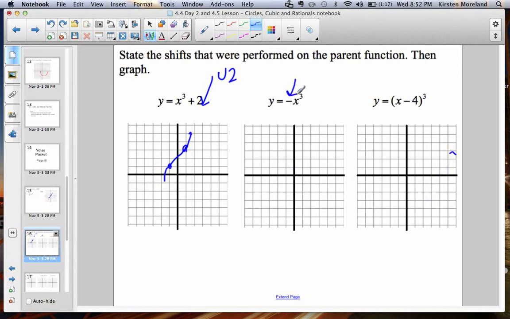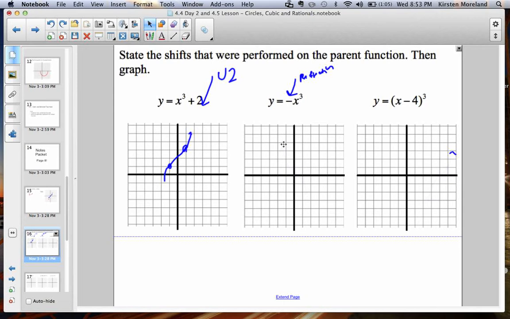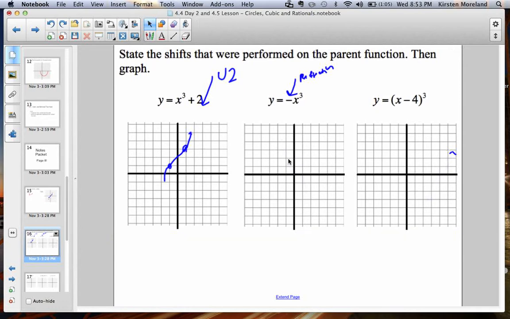This negative right here is a reflection over the x axis, so it's outside. So if I want to get a visual of what that graph looks like, a reflection is going to make the S curve go backwards. So that's what it's going to be, and remember, to get to 1 point, you start at 0, you go over 1, down 1, and in this case you go up 1, over 1.